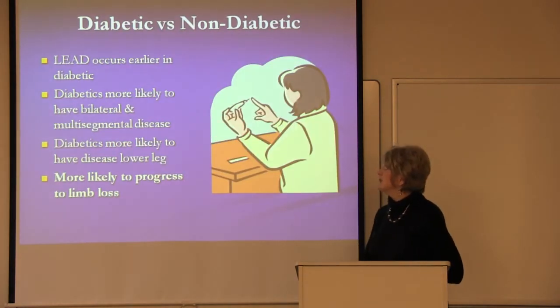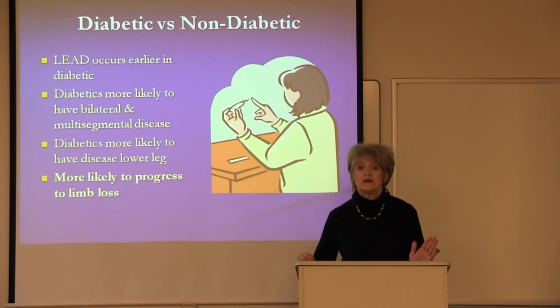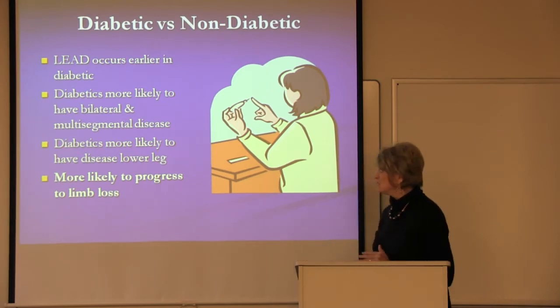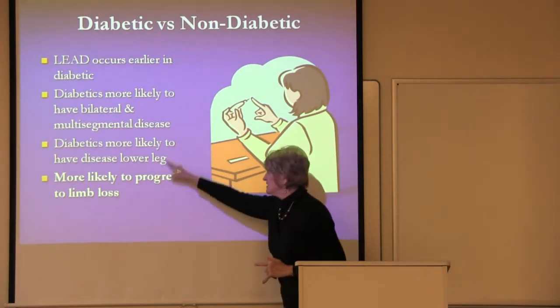Now I wanted to spend just a minute talking about the difference between diabetics with lower extremity arterial disease and non-diabetics with lower extremity arterial disease. I'm not going to ask you to list these. I just want you to be aware that diabetics are much higher risk for lower extremity arterial disease that involves multiple vessels, multiple segments of the same vessel. They're much higher risk for bilateral as opposed to unilateral disease. But here's what I want you to really pay most attention to, these last two things.